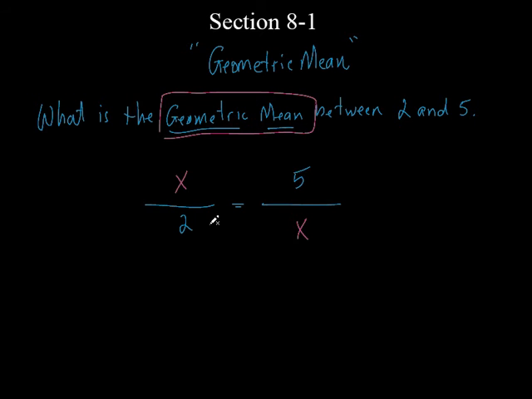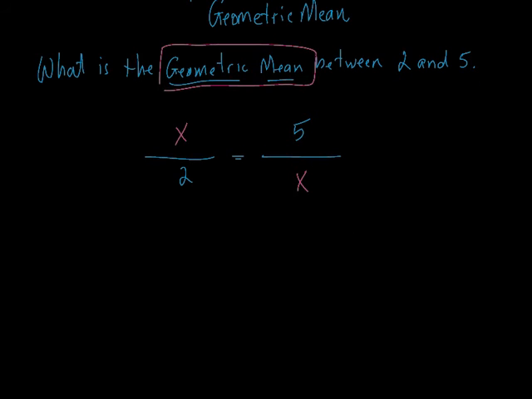I'd have to put the 2. Notice, the 2 and the 5 are diagonal to each other, aren't they? The x's, the geometric mean, they're diagonal to each other. Make sense? All right. And now, what do you think we're going to do to solve for this? We're going to cross multiply, exactly right. So let's cross multiply. So if I multiply this times this, what do I get?